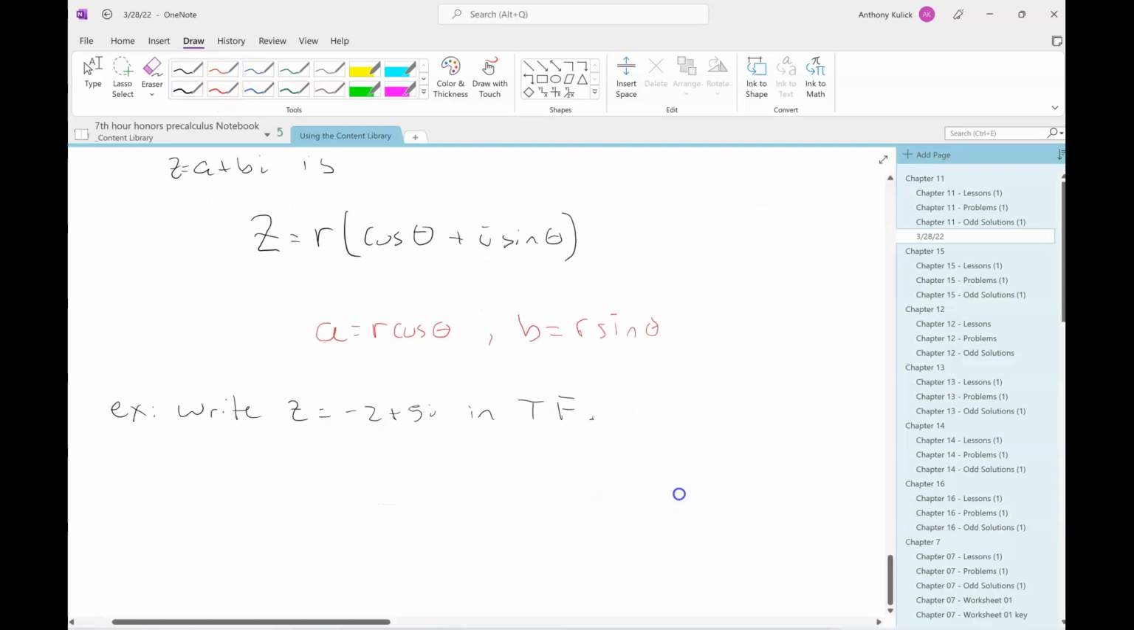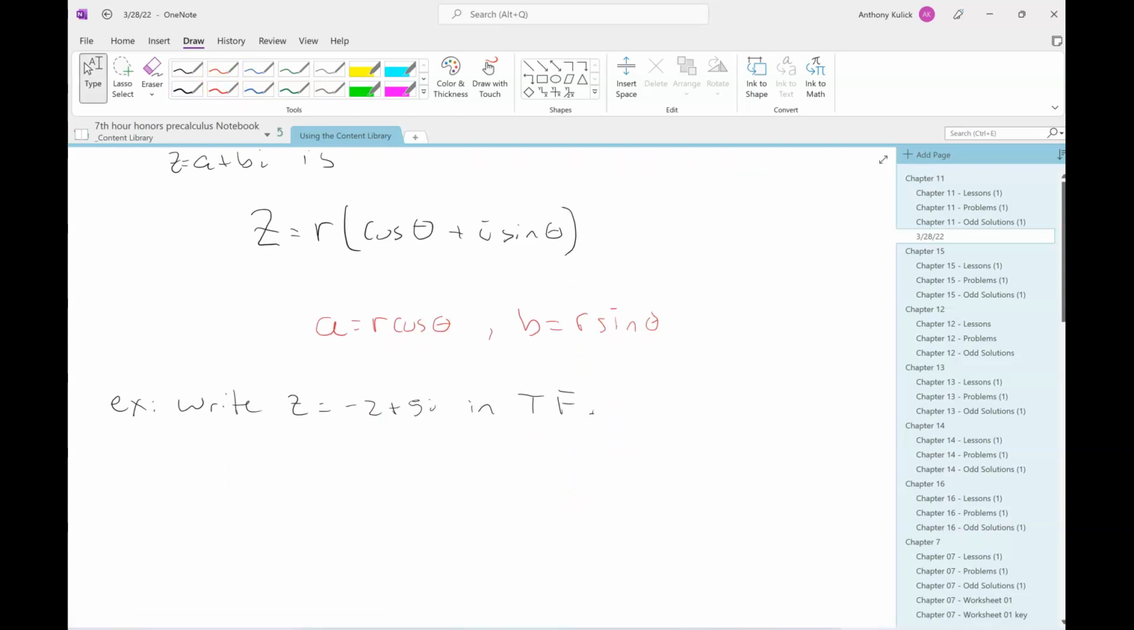So let's say we want to write -2 plus 5i in the trigonometric form. So I need 2 things. I need the modulus, which is just going to be the square root of -2 squared plus 5 squared, or the square root of 29.